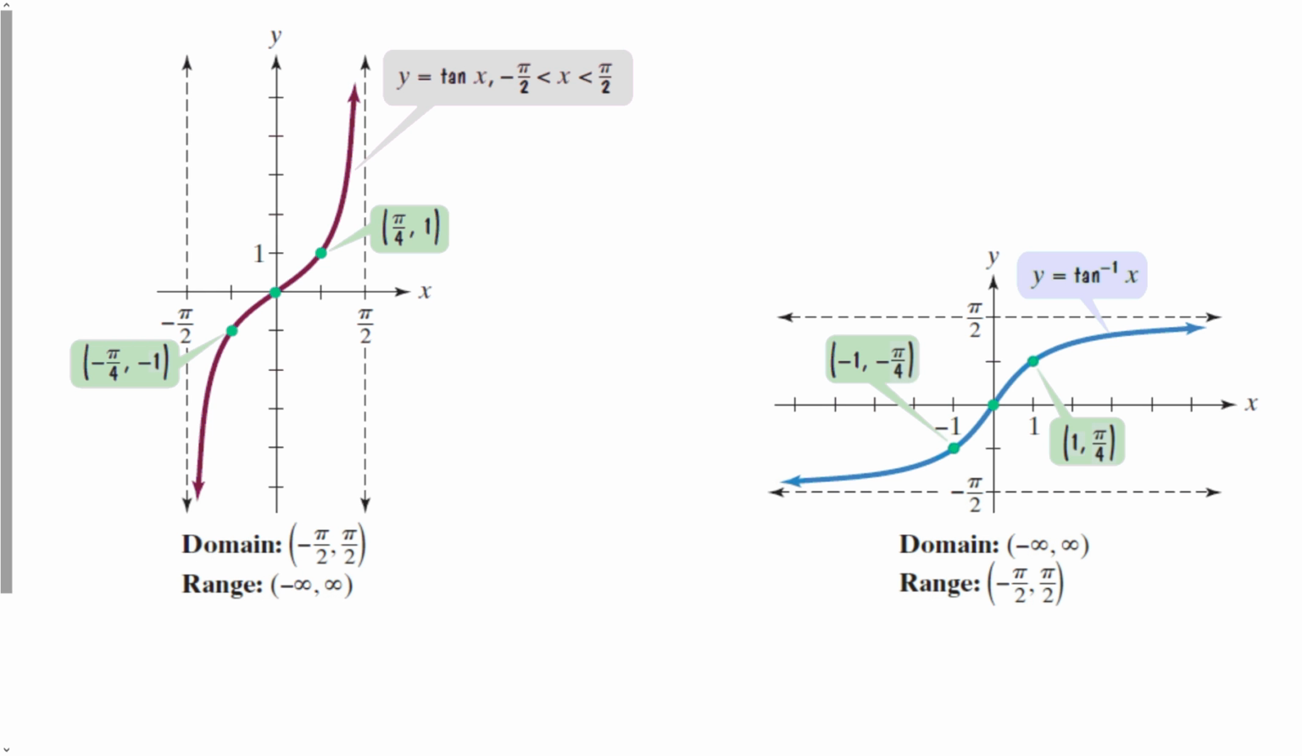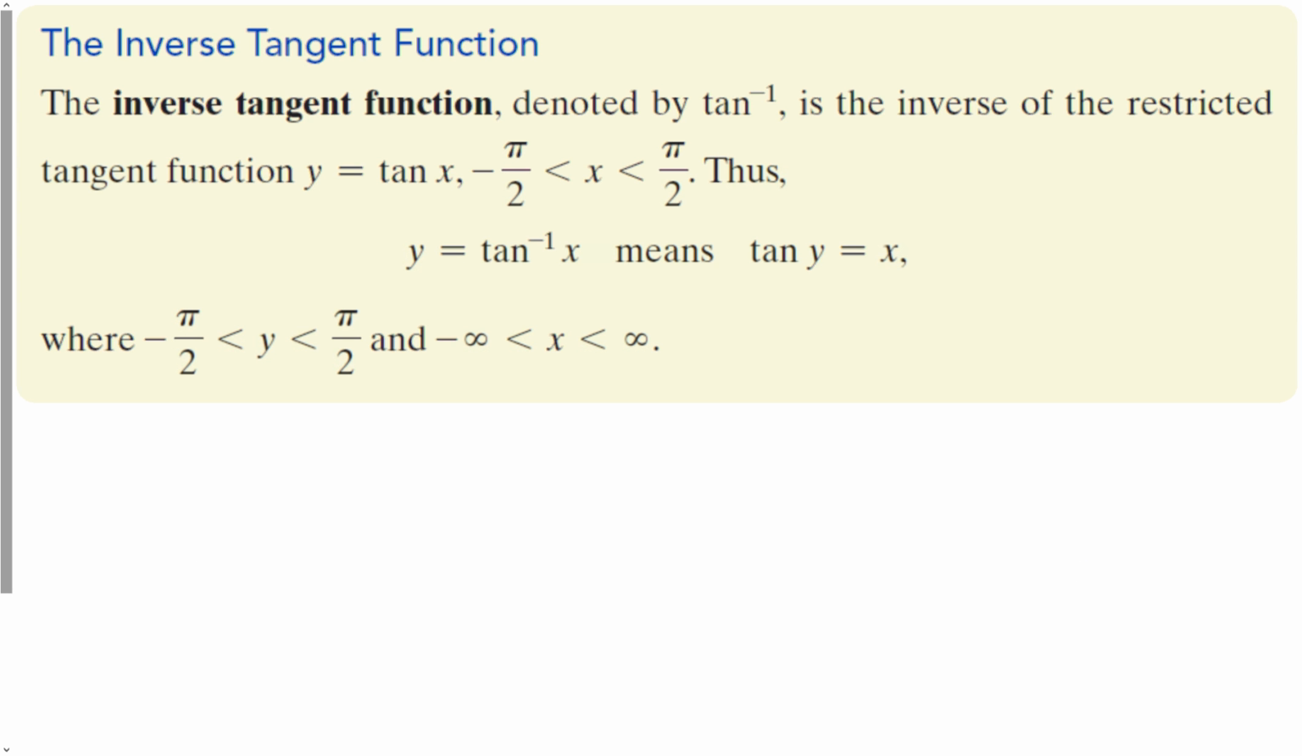The domain was from negative pi over 2 to positive pi over 2, not including those two. And the range is from negative infinity to positive infinity. So when you flip those over, the domain is now unlimited, so I can plug in anything I want, but my range is only going to go from negative pi over 2 to positive pi over 2, but not including them like I did in the sine and cosine.